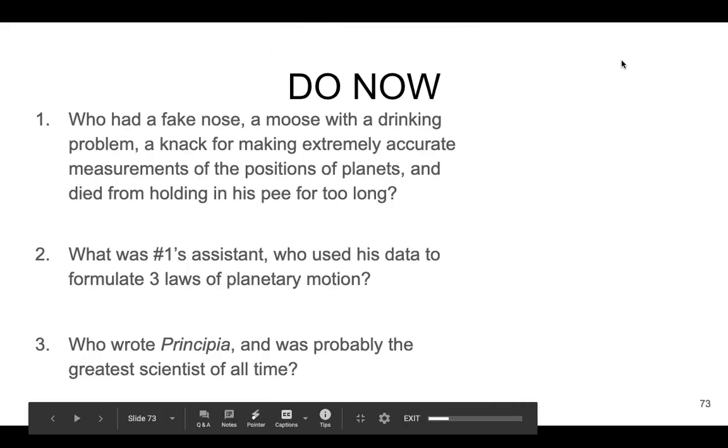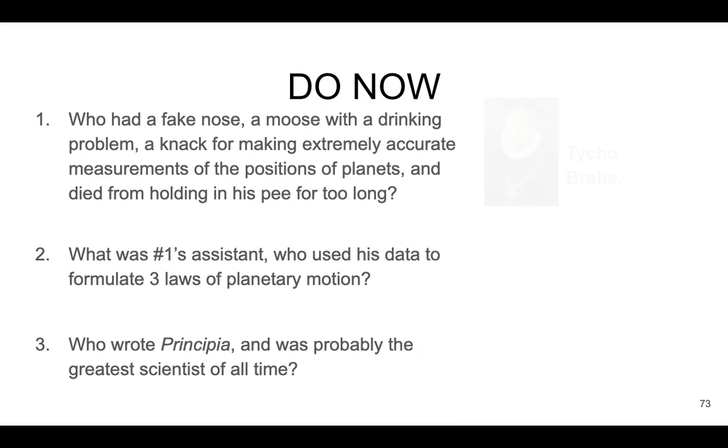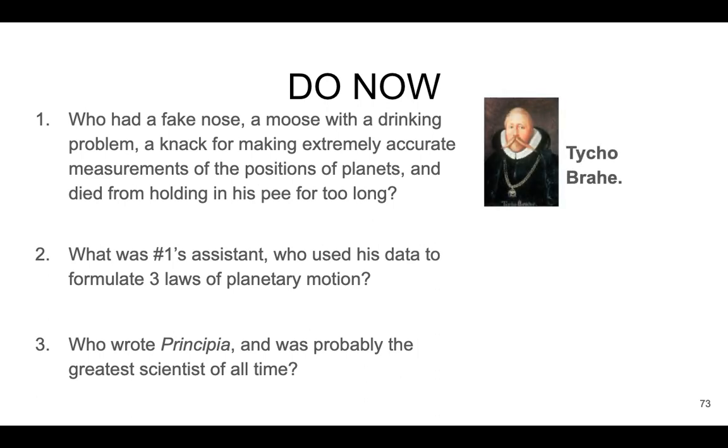So, to review what we did last time, who had a fake nose, a moose with a drinking problem, a knack for making extremely accurate measurements of the positions of the planets, and died from holding in his pee for too long? This would be Tycho Brahe. So, if you haven't watched the little SciShow video on his life, please go back and watch that. He is just a fascinating person.